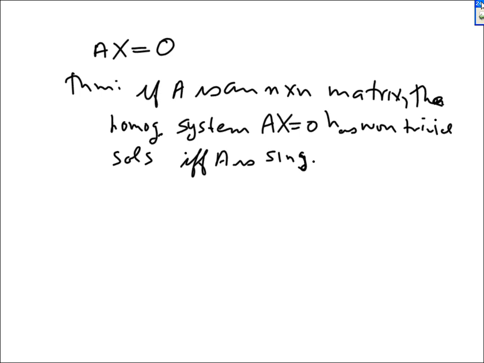That's the trivial solution. To have a non-trivial solution means there are other solutions, like x is 3, y is 4, z is 9. It has other solutions, not just 0, 0, 0. Now it might be the case that if it has other solutions, then it has infinitely many other solutions. But that's not an issue here. It has non-trivial solutions, so it has other solutions. And it's saying the homogeneous system has non-trivial solutions only if A is singular.